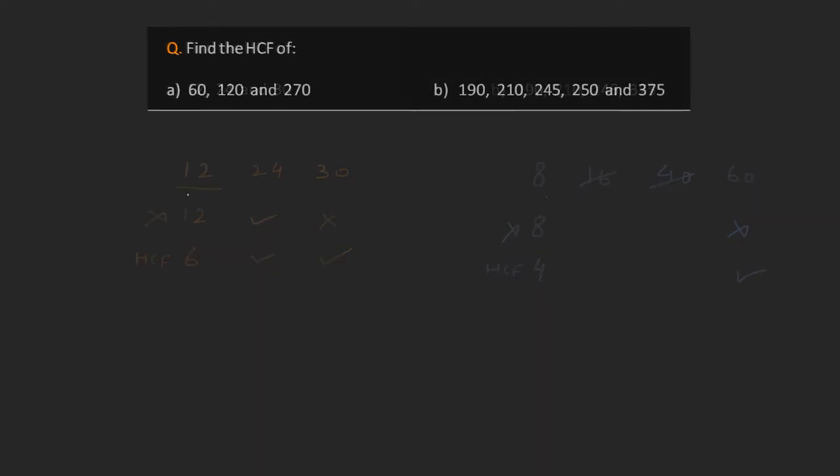Alright, next example problem. And this time we have larger numbers: 60, 120, and 270. Now in this example, I want to show you a trick that helps make the numbers smaller and hence easier for us to work with. The idea is that when finding the HCF of a group of numbers, we are free to divide each number by a common factor. Here, it is easy to see that all these numbers can be divided by 10.